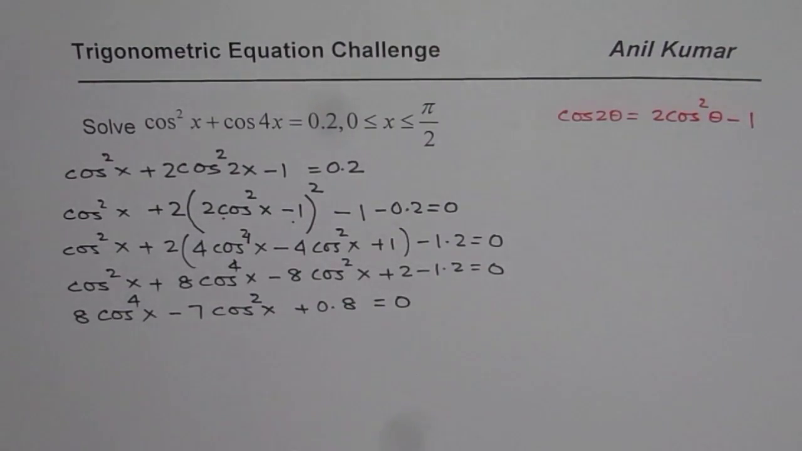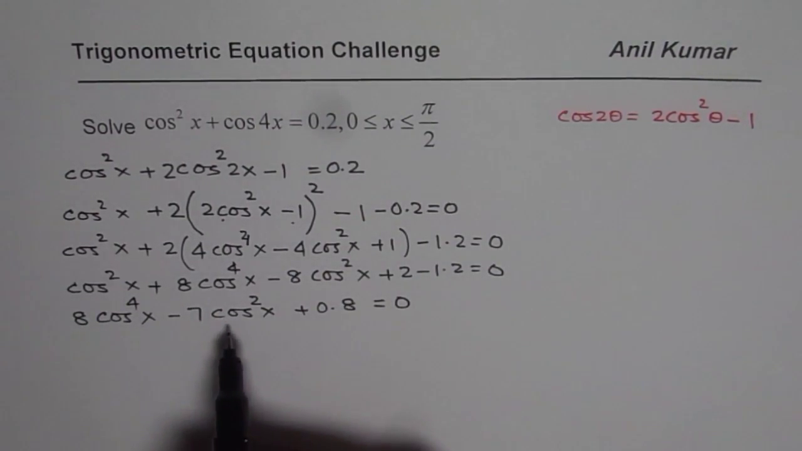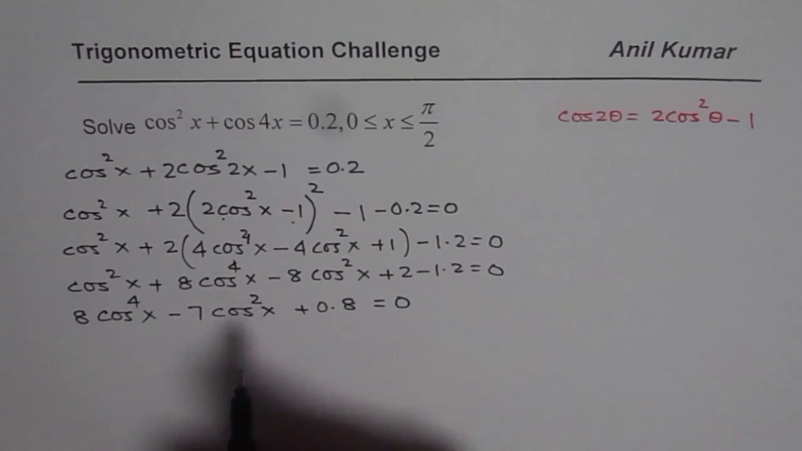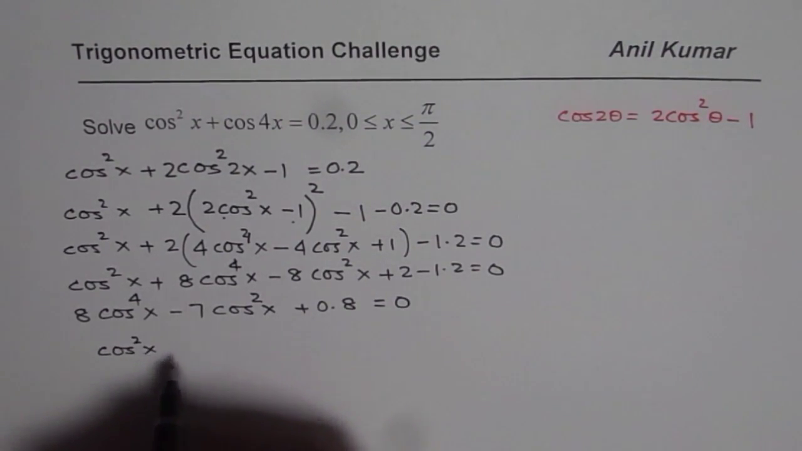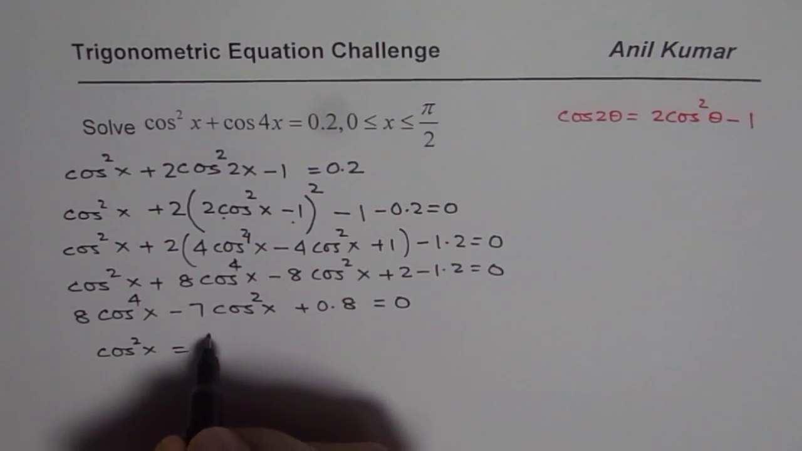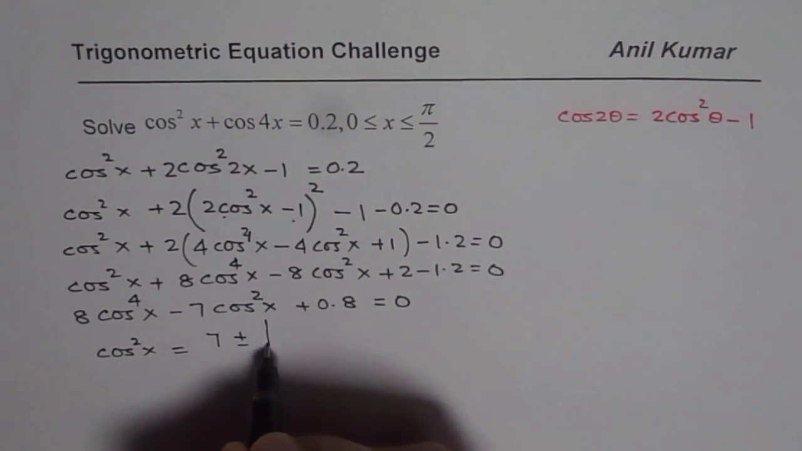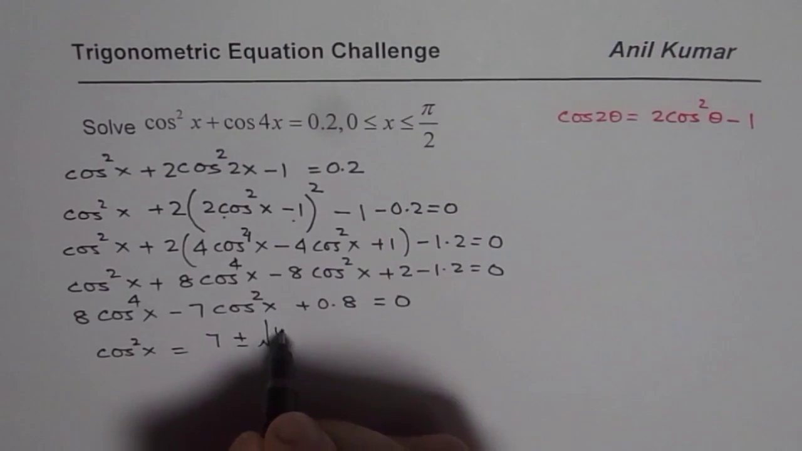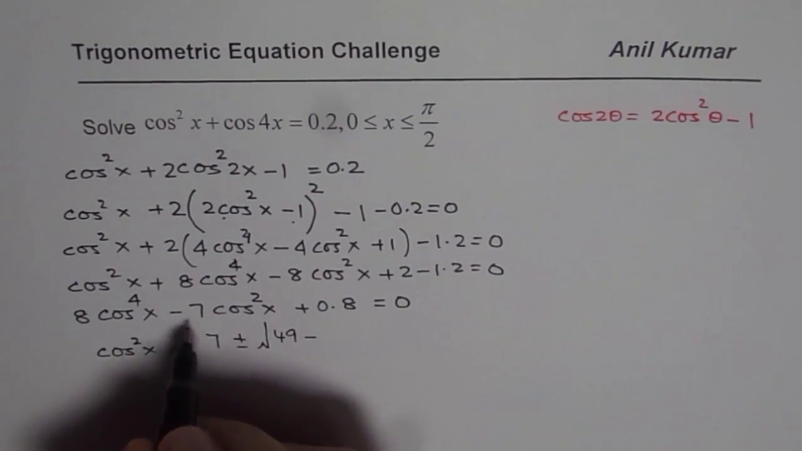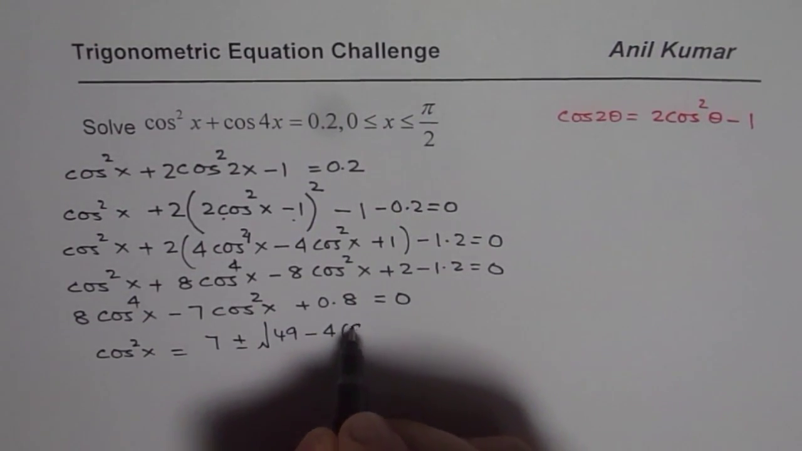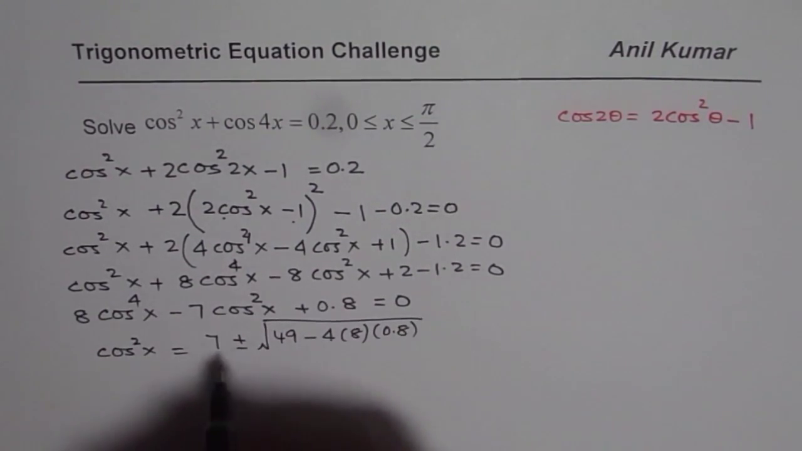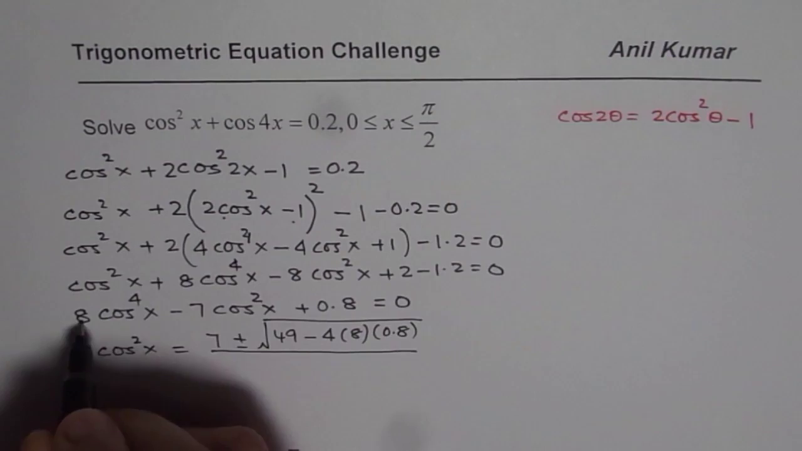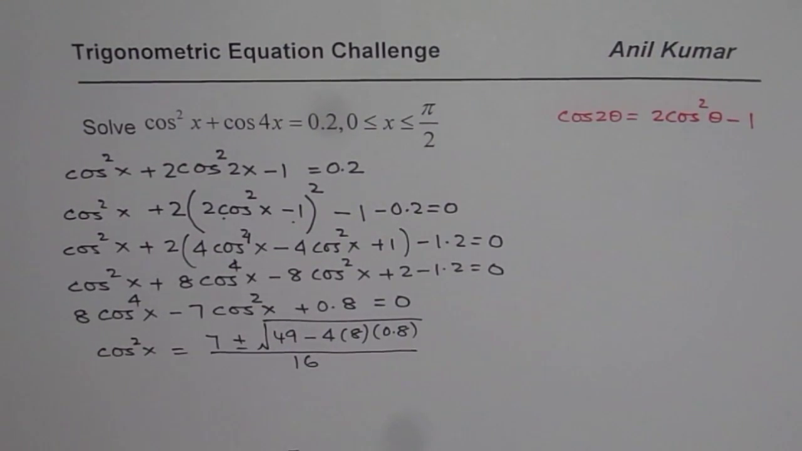So that is a quadratic equation, but this time the quadratic equation is in cos square x. So from here we can write what cos square x is. So cos square x equals minus b, which is 7, plus or minus the square root of 49 minus 4ac, that means 4 times 8 times 0.8, divided by 2 times 8, which is 16.